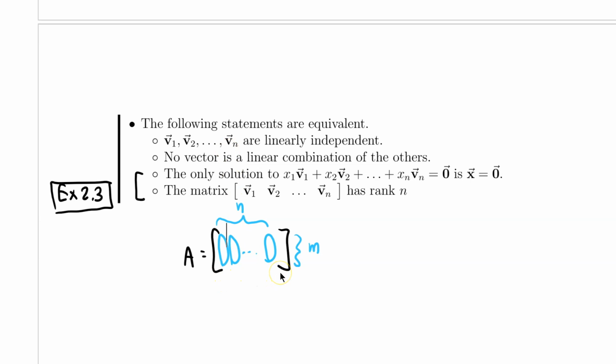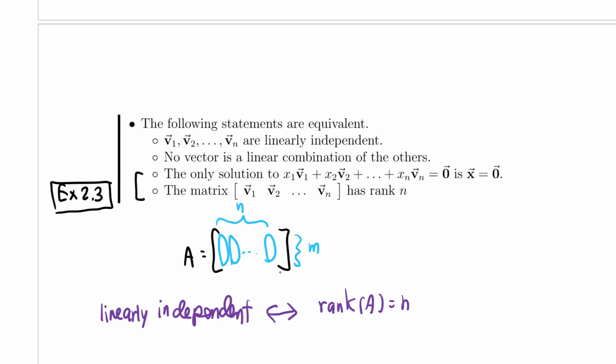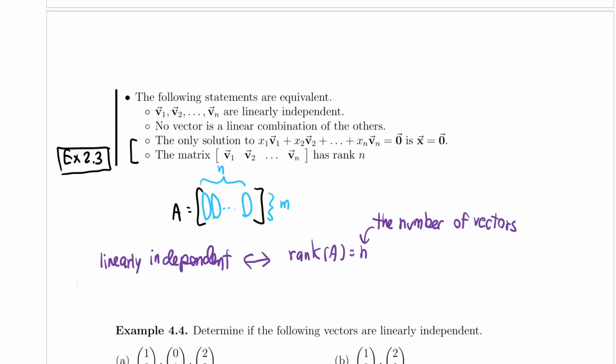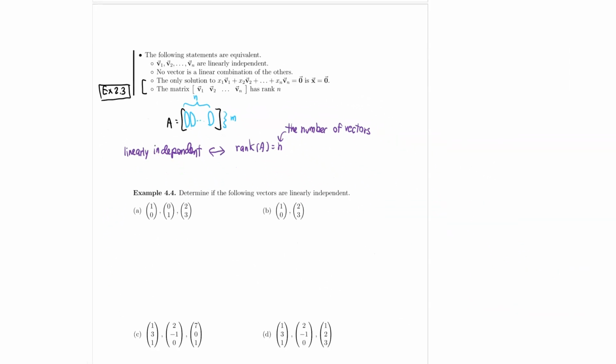These n vectors are going to be linearly independent precisely when the rank of my matrix is equal to n. And n here is going to be the number of vectors. Okay, so now that we have this, let's actually speed run through the example that we have seen earlier.